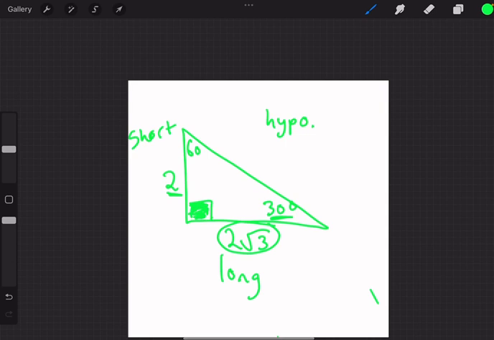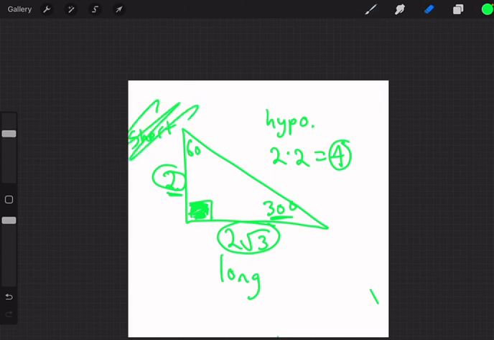To get the hypotenuse from that, all you need to do is multiply our short leg times 2. So 2 times 2 is 4. So our hypotenuse is going to be 4. Our short leg, we already knew, is 2. And our long leg is going to be 2 times the square root of 3. So let's move on to our next problem.